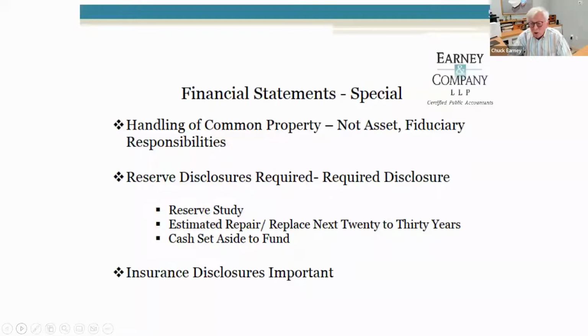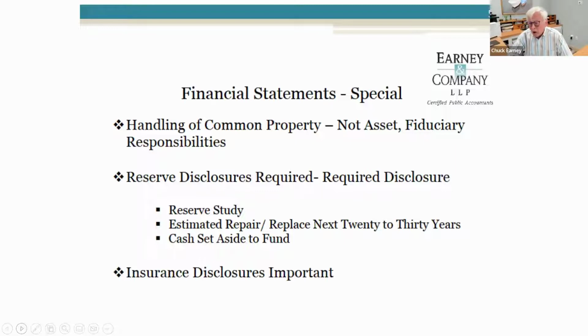Common property, for sophisticated folks on boards, drives them crazy because they say the biggest thing we've got to take care of is our clubhouse and all our common property, and it's not on the balance sheet. What in the world is going on? Well, from a CPA perspective, we look at your common property more as an obligation of the board to take care of, and it's really not an asset. It's the same accounting used in museums for an art collection. It's not an asset, it's a responsibility. And so we normally don't show common property on your balance sheet for that reason.